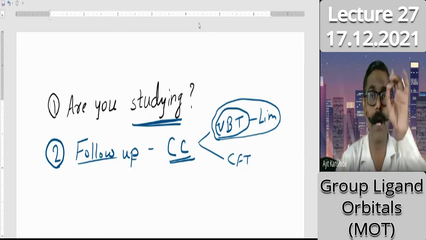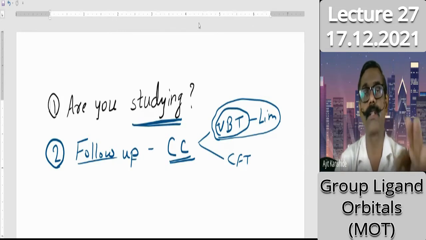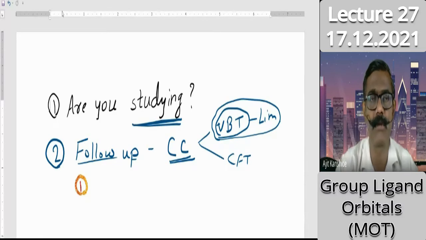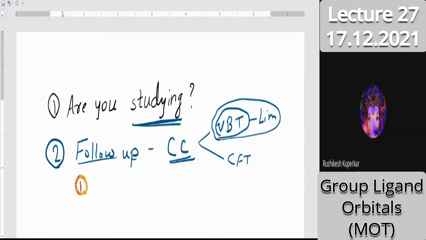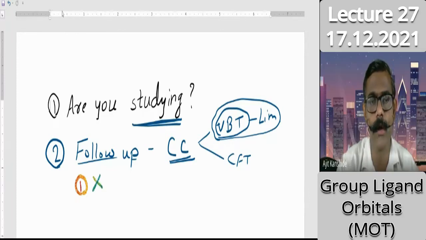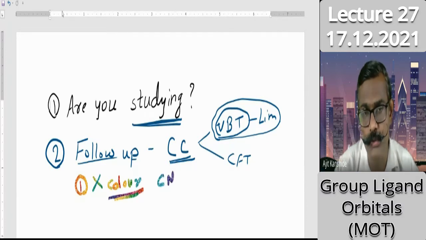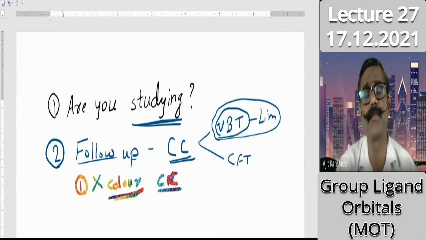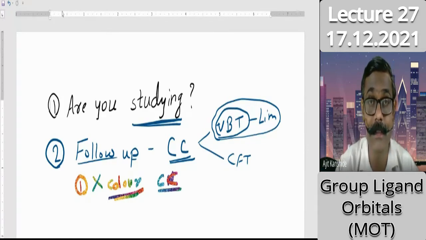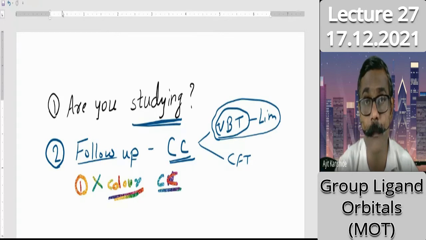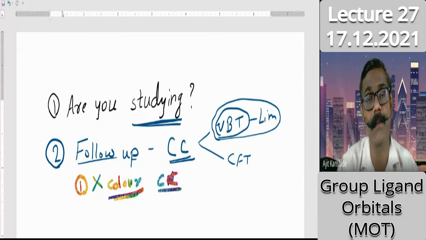I want the answer from you. Limitations of VBT. What's the first limitation? It does not explain why transition metals are colored. It could not explain the color property of coordination compounds of transition series elements. Of course, whatever we are discussing, these theories are not for elements. We are discussing this theory for compounds. So coordination compound is one important point to be added there, but it's good.